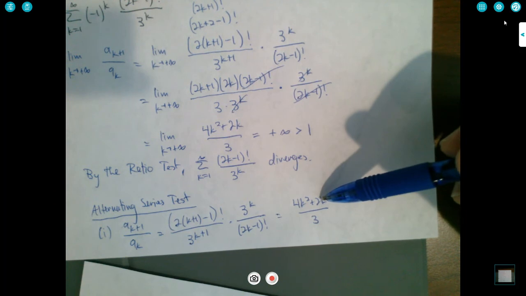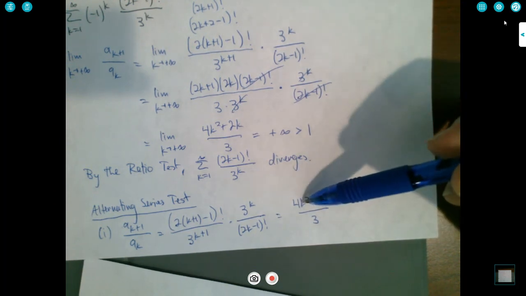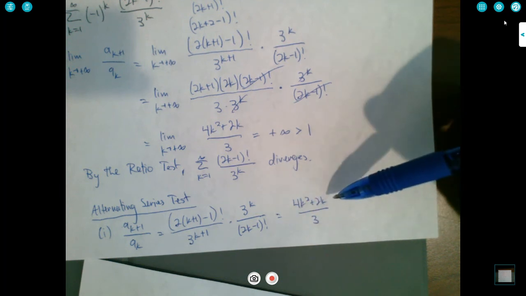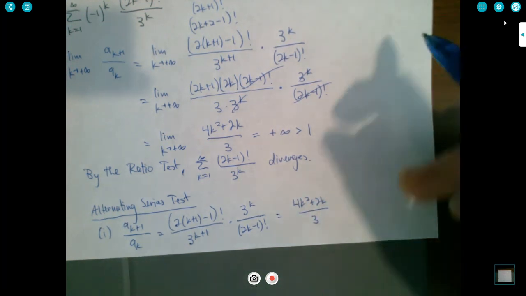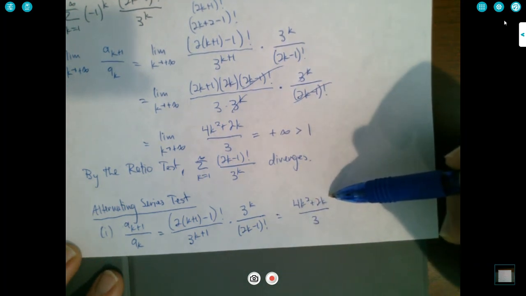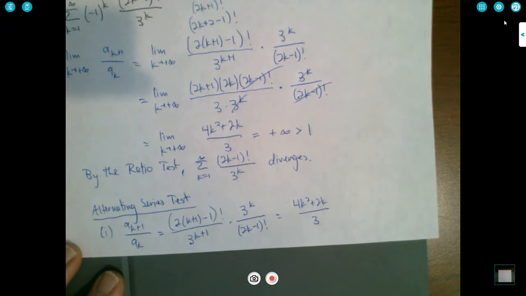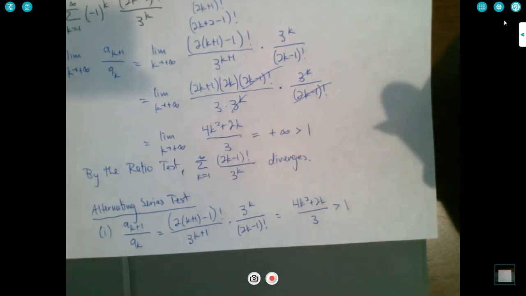If k is 1, then this is 6 over 3, which is 2. If k is 3, then it's even bigger, right? As k increases, this thing increases, because you don't even have any k's in the denominator. So this is going to increase. So when k is 1, this is already 2, which is bigger than 1. And then as k gets larger, it's going to get even bigger than that. So we can safely say this thing is bigger than 1.